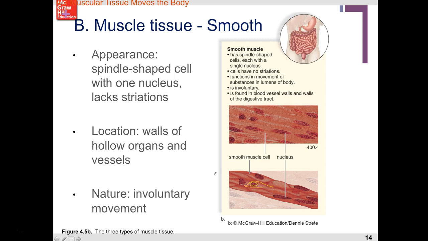And the areas we're going to see this are in the walls of hollow organs. So we have the example here of the intestines, the stomach is another one, the large intestines, and we need muscle here to be able to contract and move food along our GI tract, but we can also find them in our blood vessels, and that'll help with vasoconstriction and vasodilation.